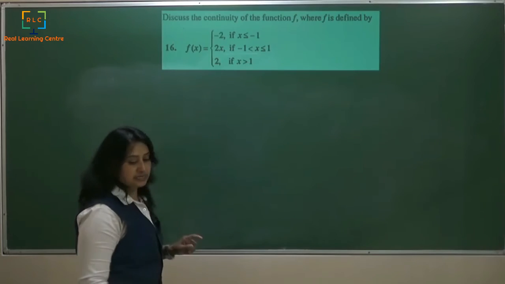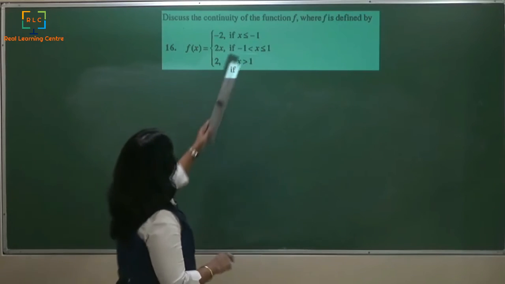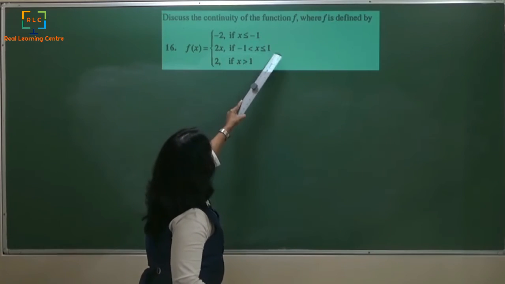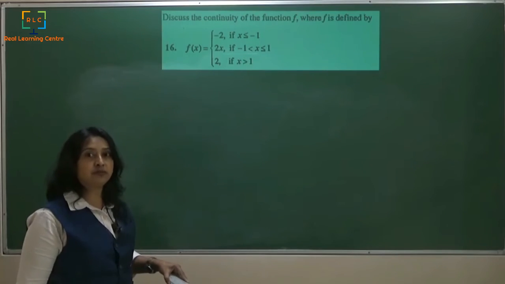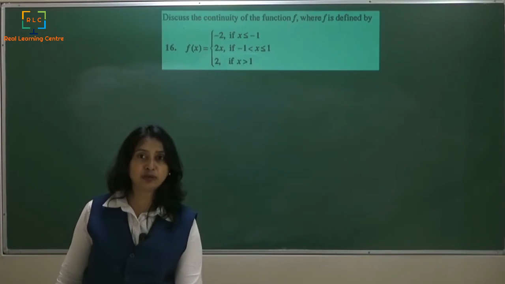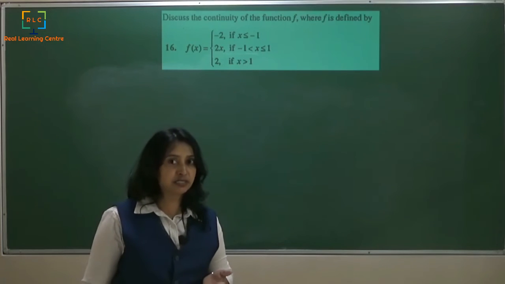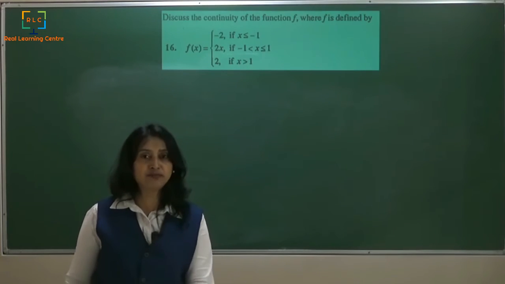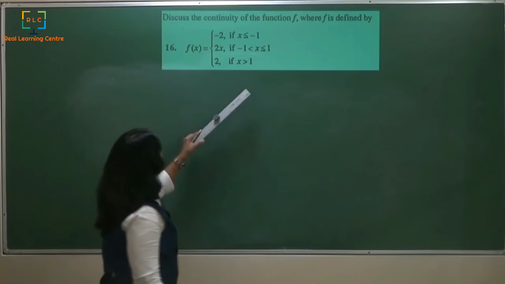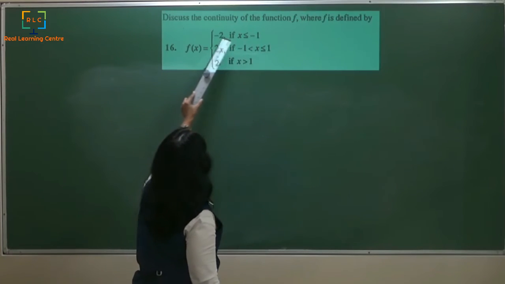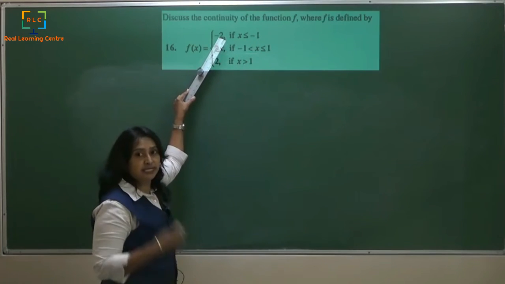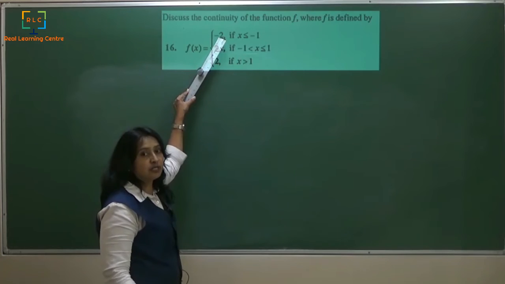See, it is discussed at minus 1 as well as 1. So I need to discuss the point x equal to minus 1 and the point x equal to 1, whether it is discontinuous or continuous. We'll finish up orally first. I'll take x less than or equal to minus 1. They have given minus 2. There is nothing to solve at all. They have already given the value as minus 2.